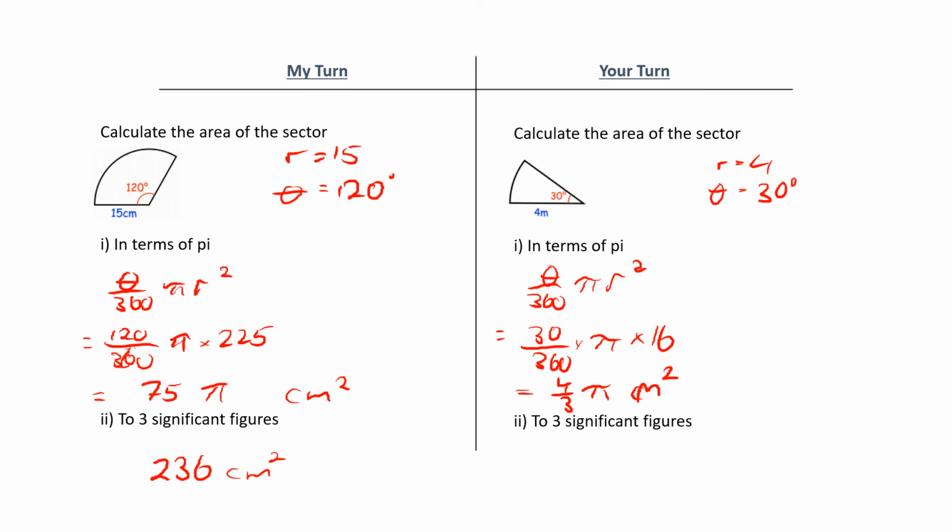Okay, so again, part 2, finding the exact value to three significant figures, we do press our SD button and we get to three significant figures, 4.19 meters squared.